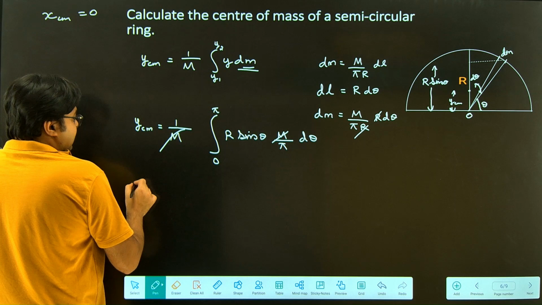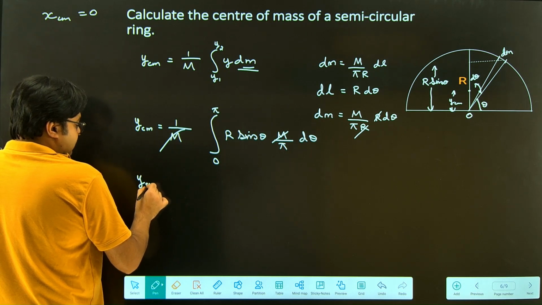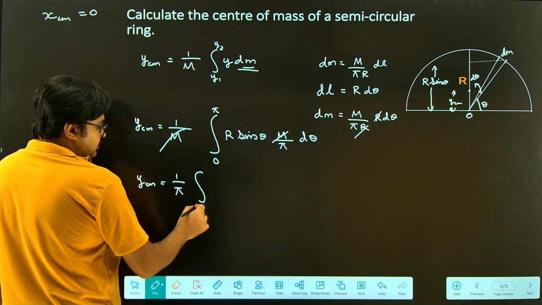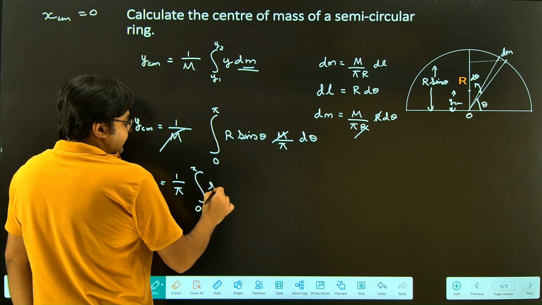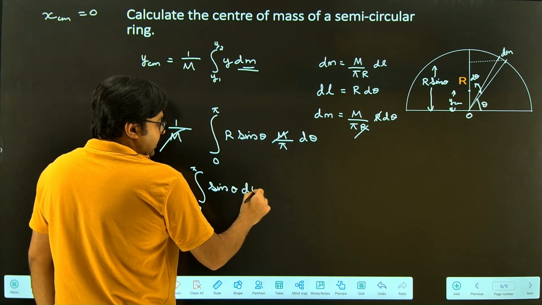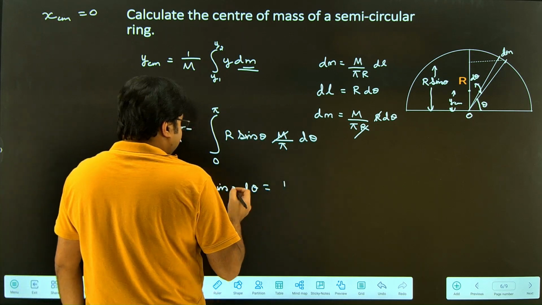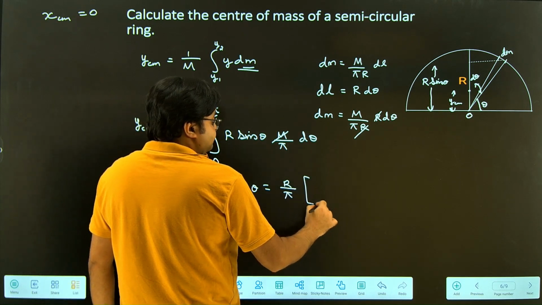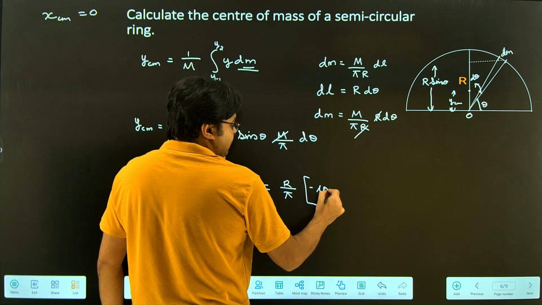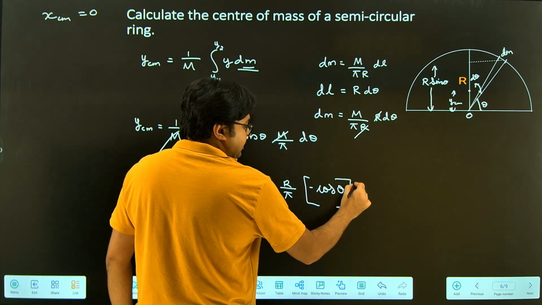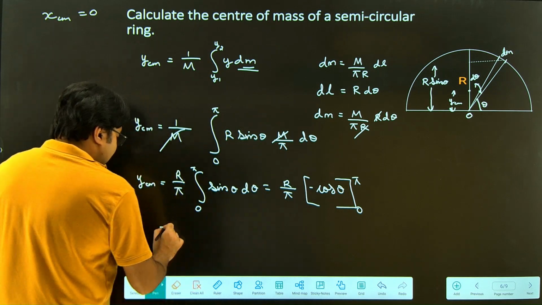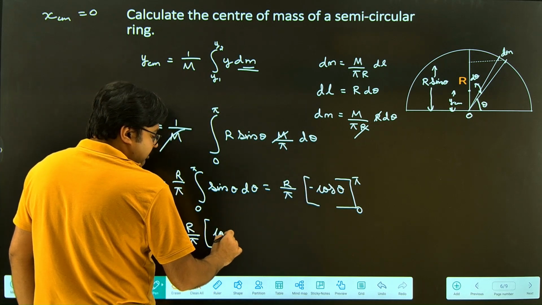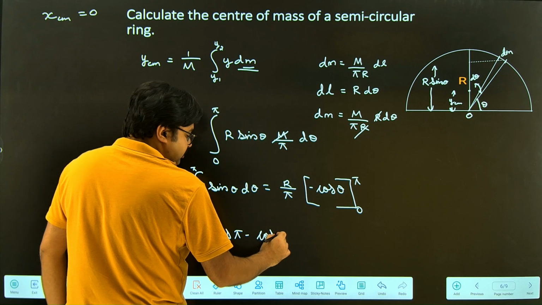All that there is a little bit of integration to be done. So YCM, let me form the integral one time, and then we have the integral of 0 to pi of sin theta d theta. Let's integrate this. We have r divided by pi into the integral of sin theta, which is minus cos theta, and it has to be evaluated between 0 and pi. When you evaluate this, you will have minus r divided by pi multiplied by cos of the upper limit, which is pi, minus cos of the lower limit, which is 0.